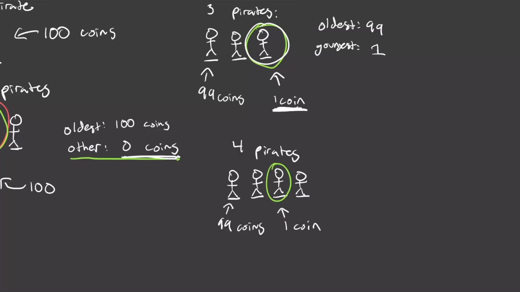Now when the oldest pirate proposes his distribution, he's going to vote for it himself and this guy will vote for it too, so he's going to have 50% of the vote. So this is what's going to happen. The oldest will get 99 again, and then basically this guy, the third oldest, will get 1.